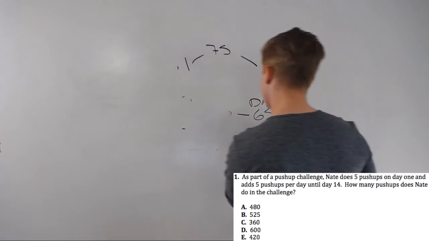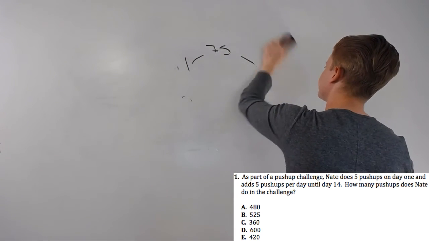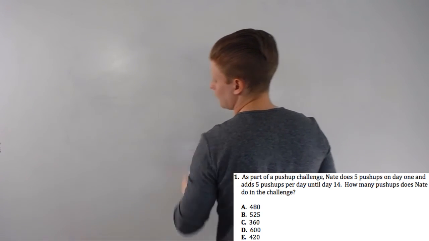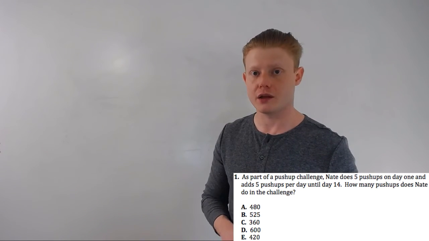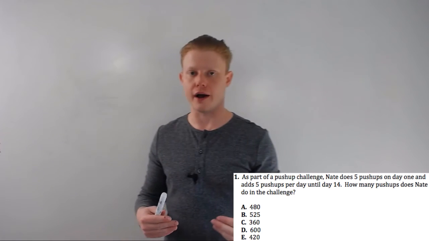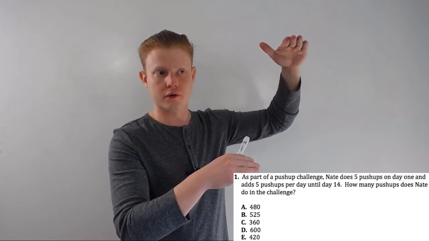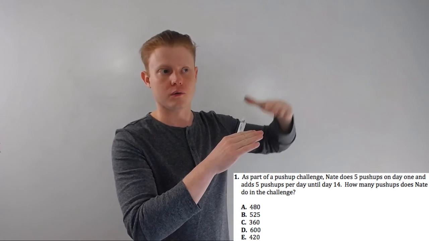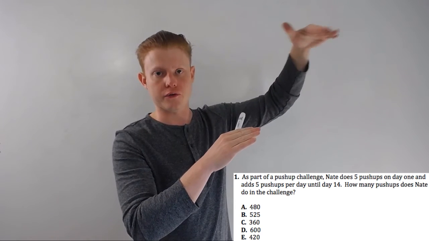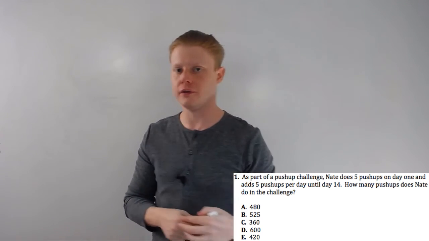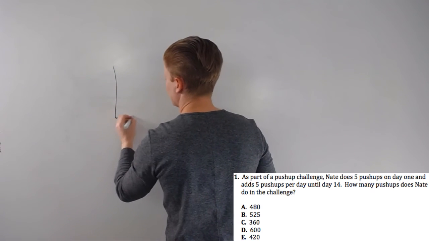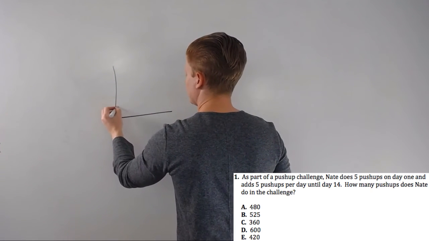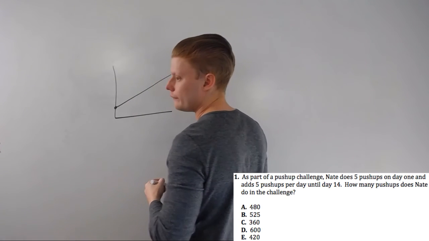Arithmetic sequences have that common difference. And that common difference is a lot like a slope. In fact, it is a slope. For every 1 day, I go up 5. That's a slope of 5. 1 day, 5. 1 day, 5. So if I were to graph this, it would look like this. Start at 5, go kind of like this, right?